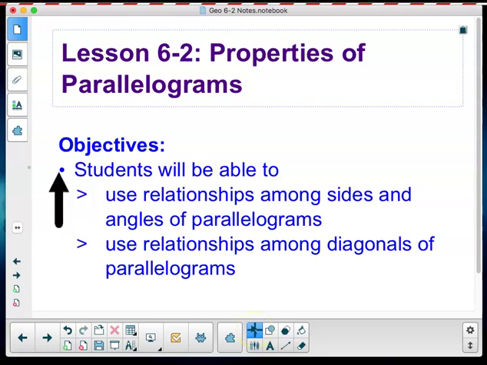So here's the deal. Our objective: students will be able to use relationships among sides and angles of parallelograms, and use the relationships among diagonals of parallelograms. So we're going to work with sides and angles of parallelograms, and use the relationships among the diagonals of parallelograms. All right, that'll be cool. So let's get this moving.